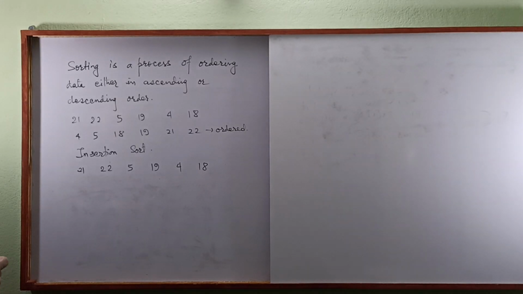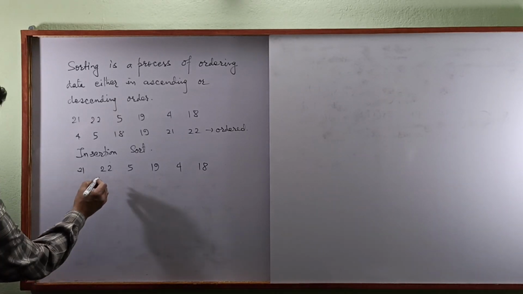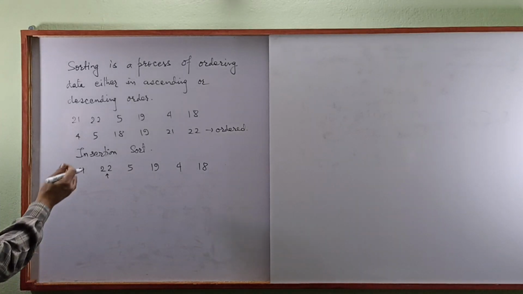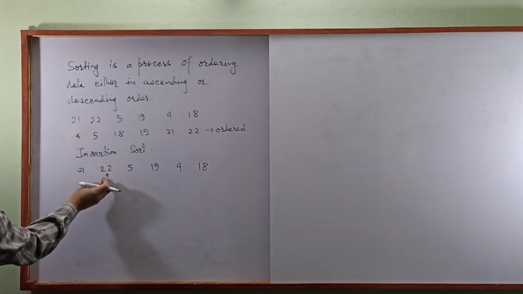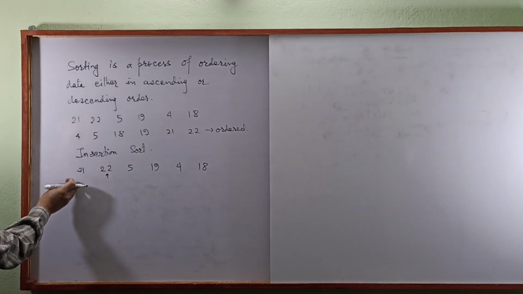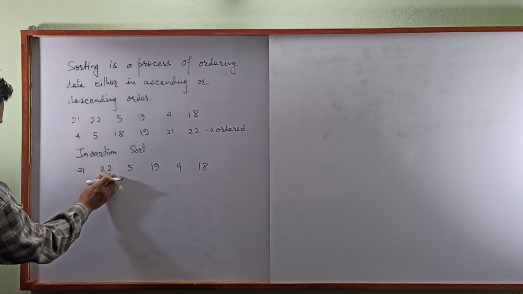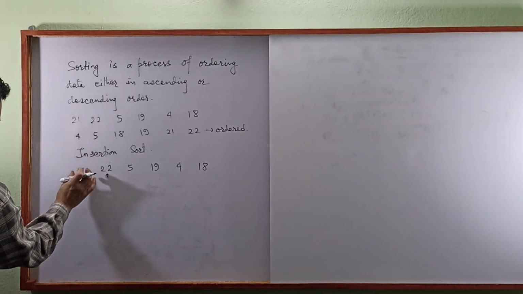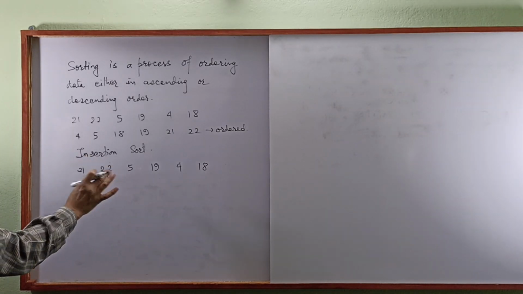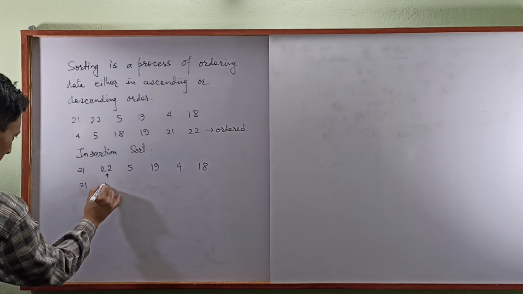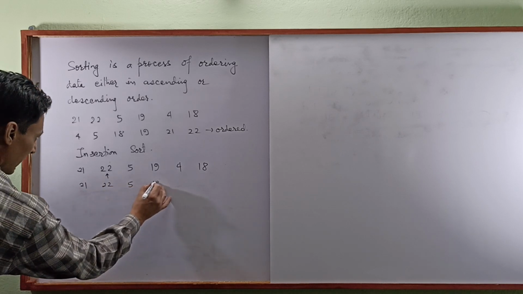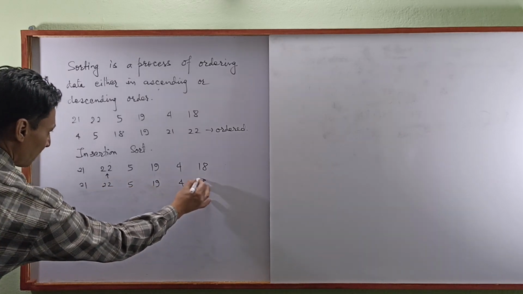Now here in this list, let's take the second element first. We'll be comparing this second element with all the elements before this one. First we'll be comparing this with 21. And this 21 is smaller, so we'll be doing nothing. Okay, 21, 22, 5, 19, 4, 18.